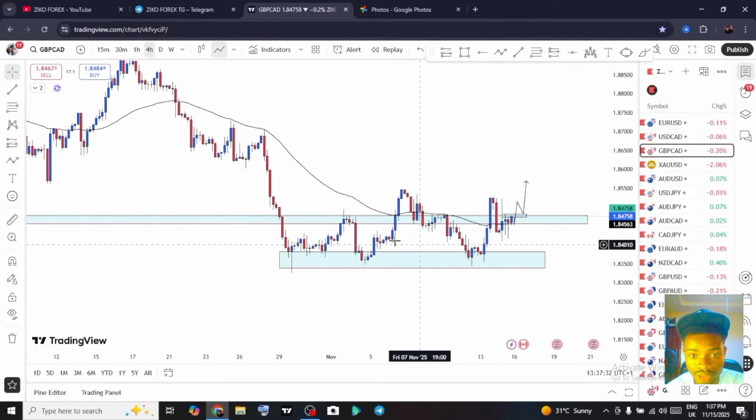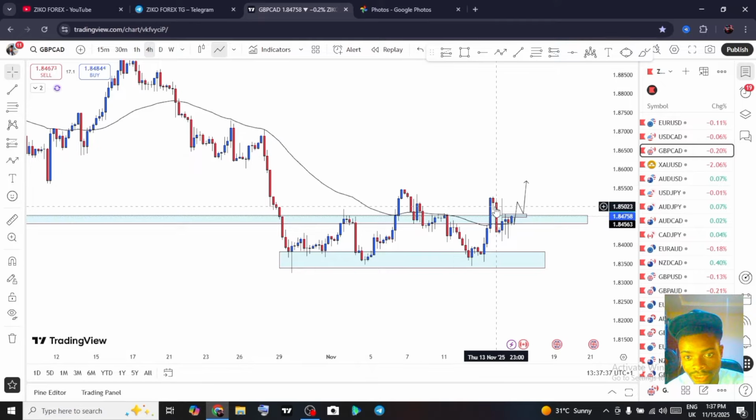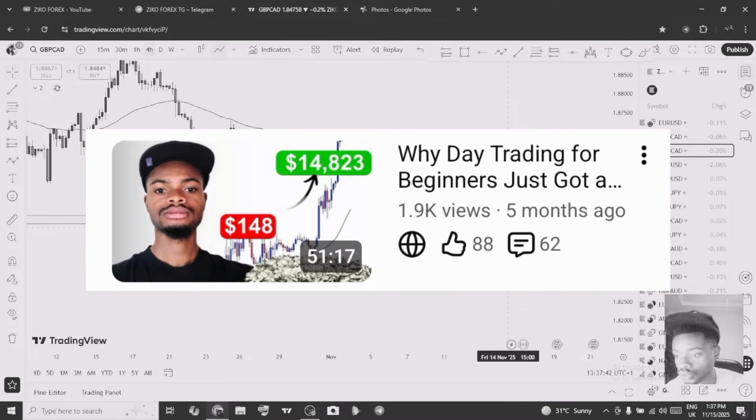So we were bearish coming into this area because we broke this low. Now that we've broken above this high, it simply means that the market is bullish. If you don't understand market structure, I made a video about that one. Look for day trading for beginners.